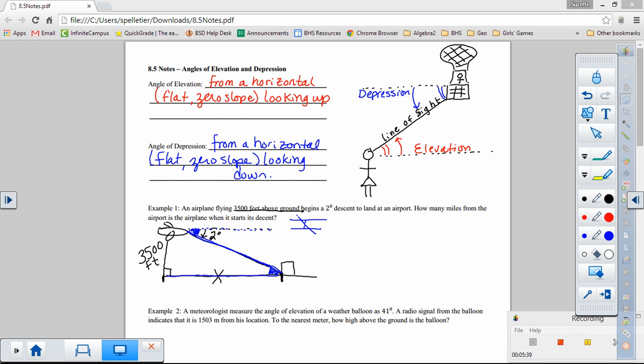That makes those two angles equal to each other. Those are called alternate interior angles. And we know always that alternate interior angles are equal to each other. So I can put 2 in here, 2 degrees.